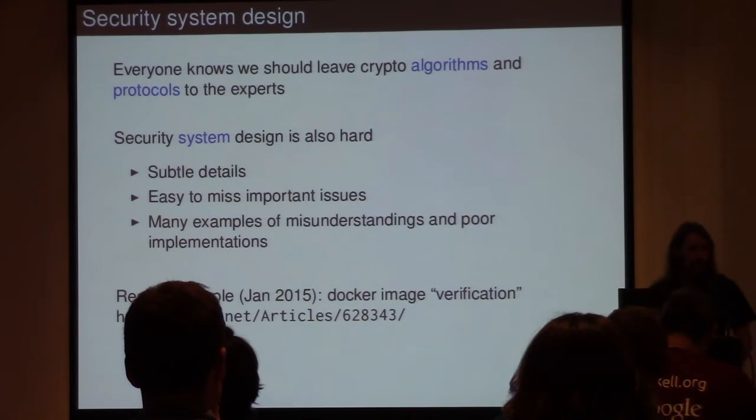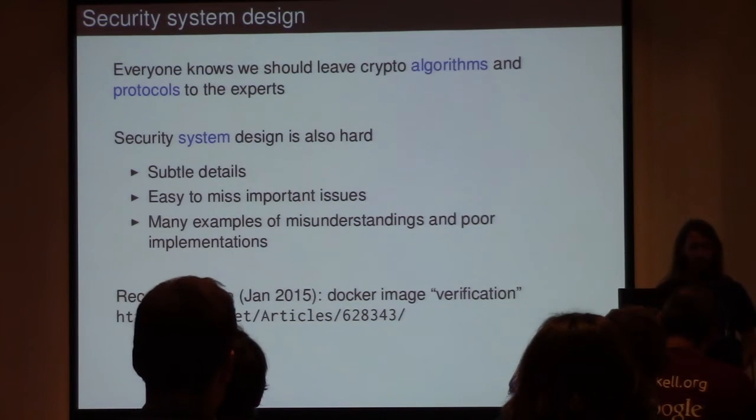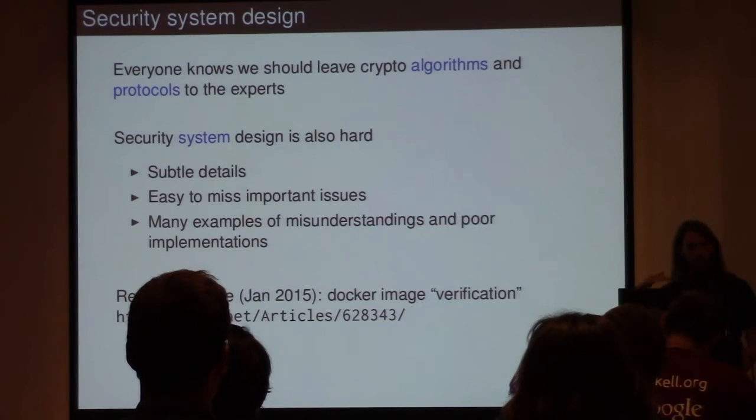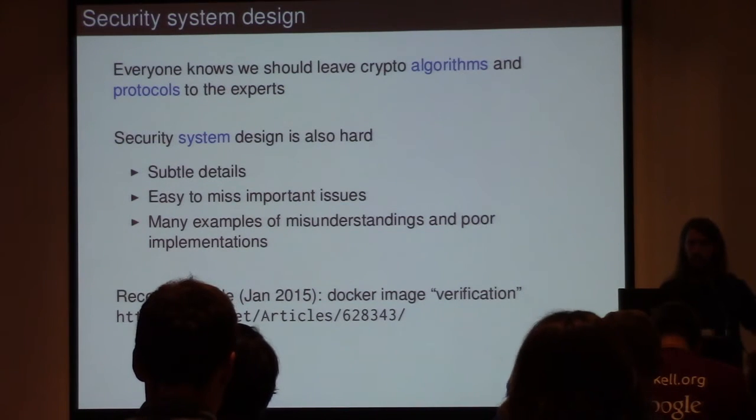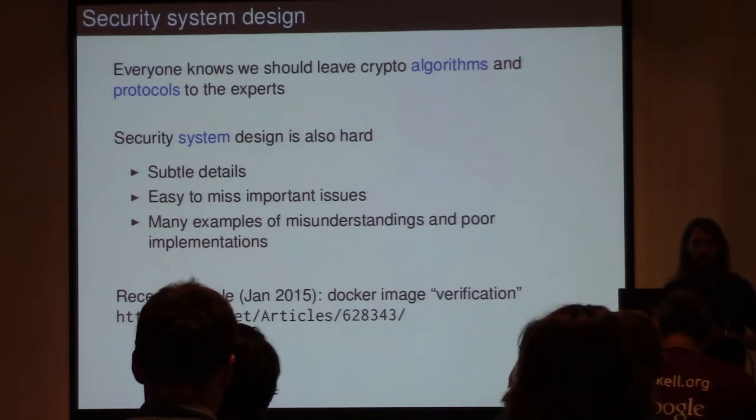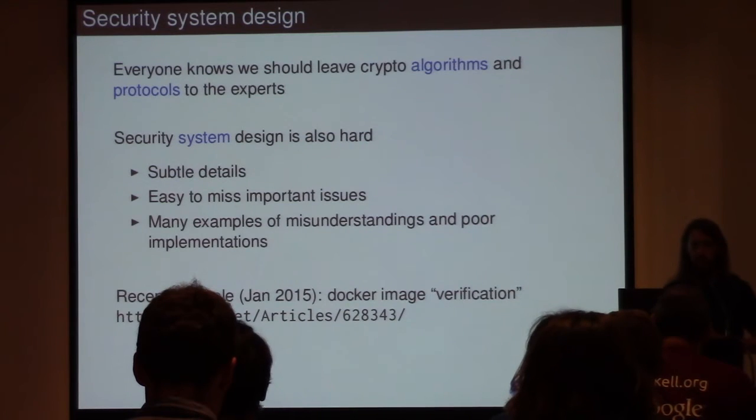Now, everybody knows, although people still get it wrong, that you should not write your own crypto algorithms and your own crypto protocols. You should leave that to the experts. We all know that. But going one level higher, to system design, reusing existing protocols and existing crypto algorithms is also still hard. There are lots of difficult, subtle details. It's very easy to miss things that you simply weren't aware of. I don't claim to be an expert on this, and most of the rest of you here are not either. We have to have a degree of humility about that.